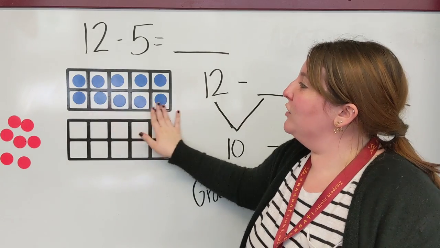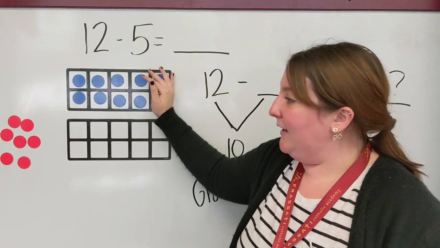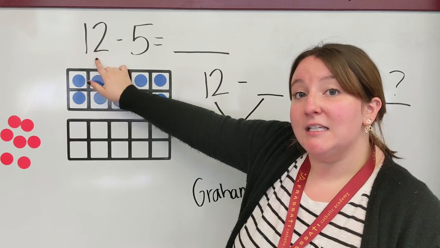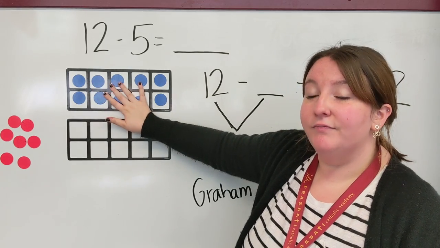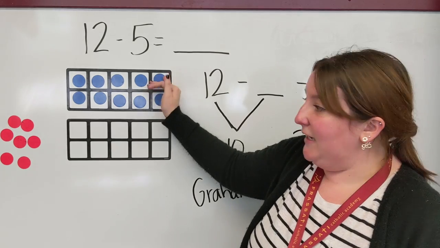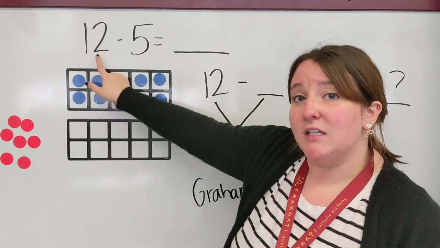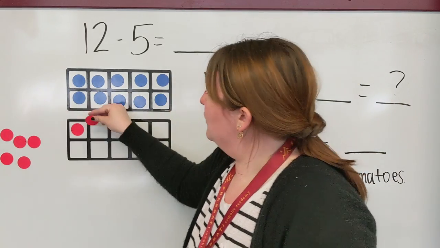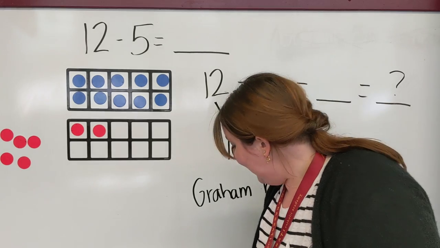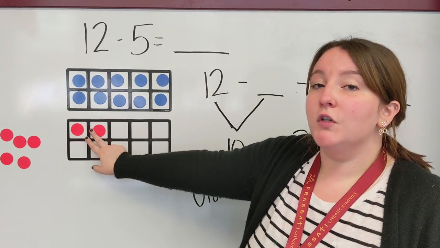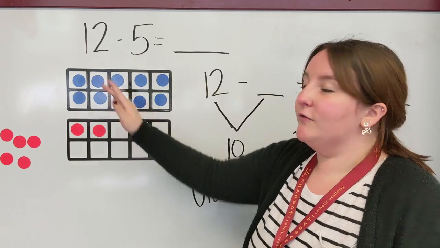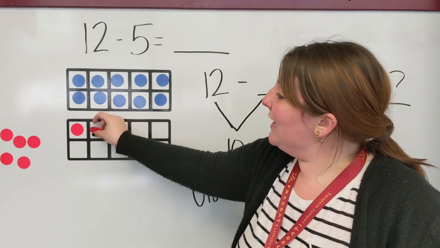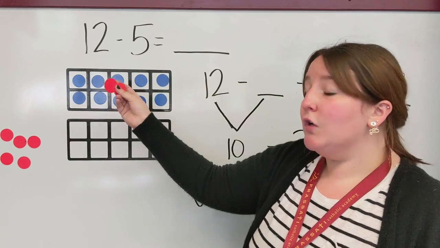I filled up my first tens frame to make my 10, but we need to see how many we need to take away to make this 10. So I have my group of 10, and we're going to count on until we get to 12. I have 10, 11, 12. So I just added 2 red circles to give me a total of 12. But since I want to make a 10, I'm going to take away those 2 red circles.